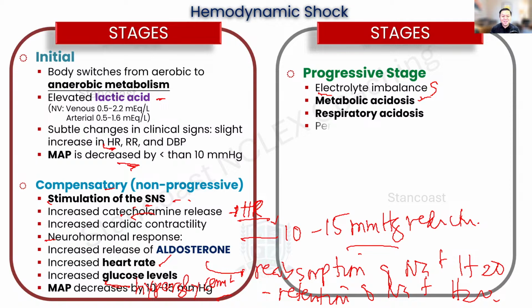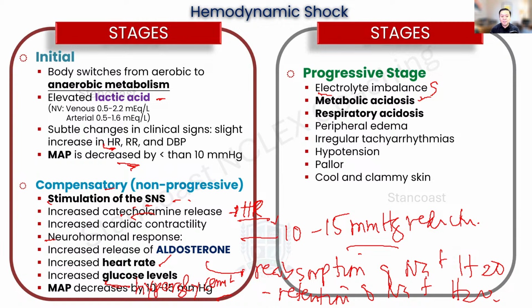And the patient will also manifest peripheral edema. There's going to be buildup of fluid in the body tissues, some irregular heart rate, hypotension. And when your patient will go into this third stage, you will see the different color changes. They are going to start to manifest paleness, or they're going to have that pallor. Their skin will be cool to touch. It will be clammy because of the poor circulation.